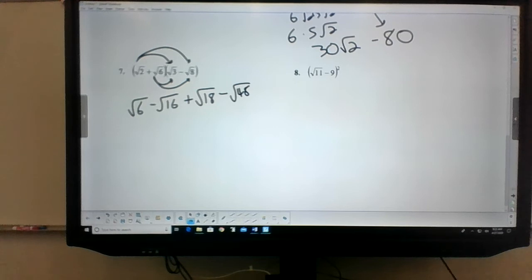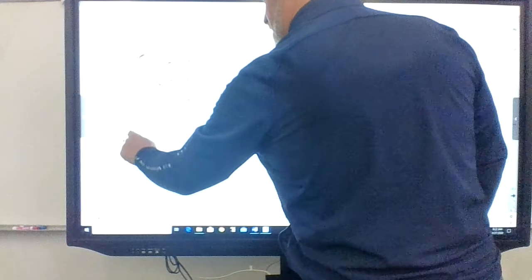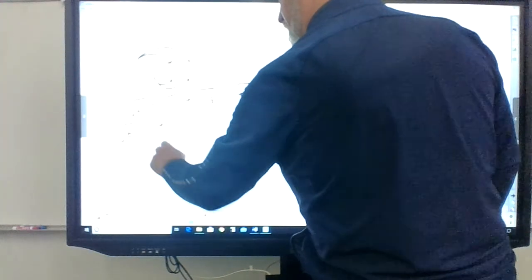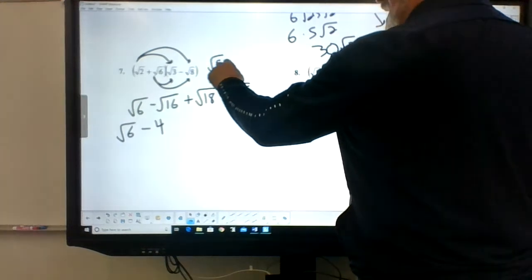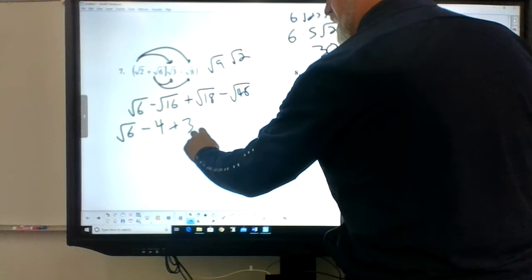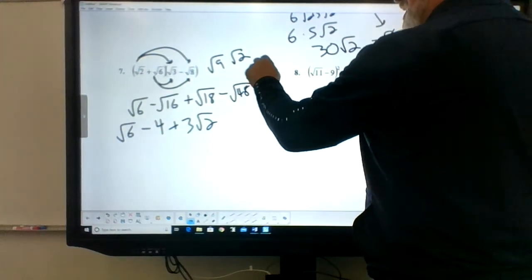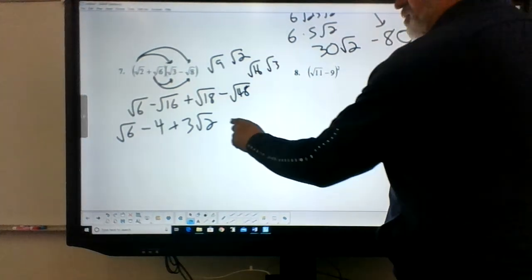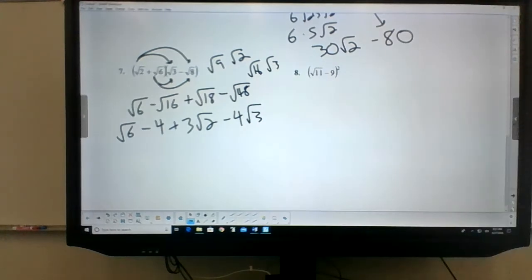Radical 6 I can't do anything with. Leaving that one for right now. Radical 16 is 4. So radical 6 minus radical 6 minus 4. Radical 18, I can go radical 9 radical 2, which is plus 3 radical 2. Let's see, 48, I have 16 and 3. So minus 4 radical 3. And unfortunately, there's nothing to combine. That is our finished product.